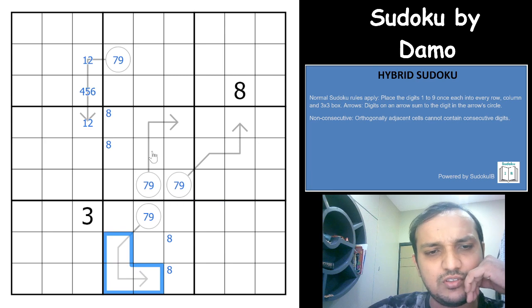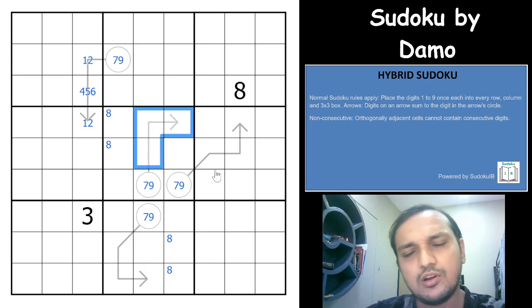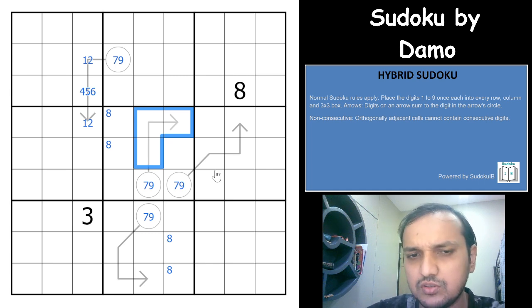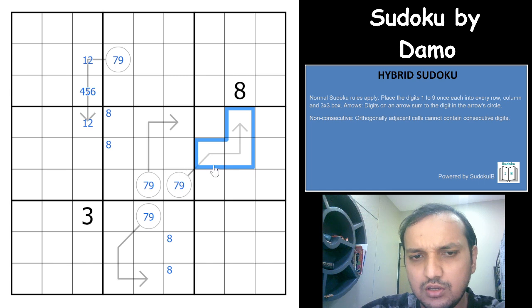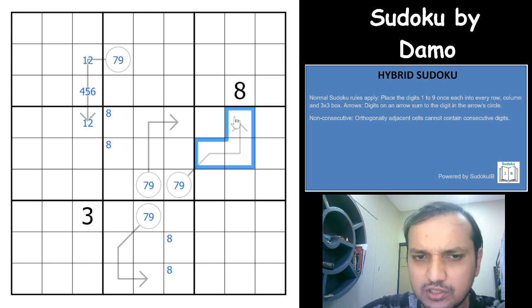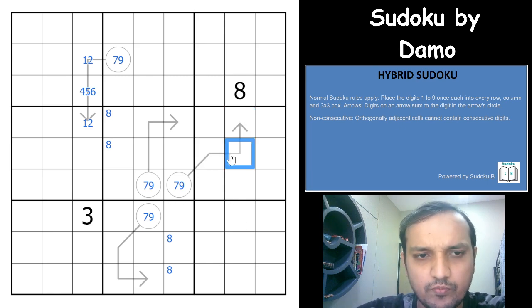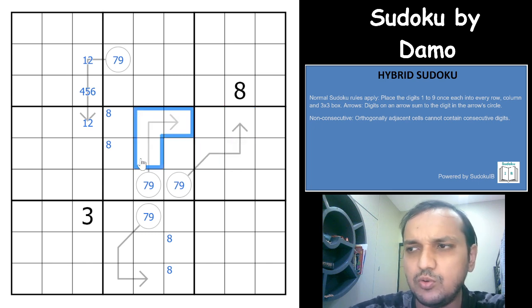For 7 it always has to be 1, 2, 4, right? For 9 it can be 2, 3, 4, 1, 3, 5 or 1, 2, 6. 2, 3, 4 is not possible because whatever the scenario for 2, 3, 4, one of the digits would have to be adjacent to a consecutive digit on the arrow line. So 2, 3, 4 is not possible. So it has to be 1, 3, 5 or 1, 2, 6 for 9, and for 7 it is 1, 2, 4.